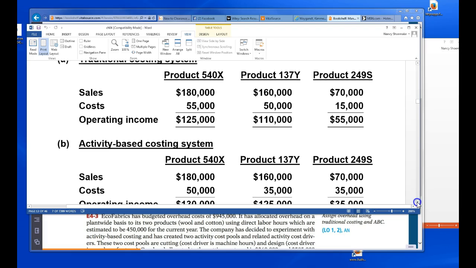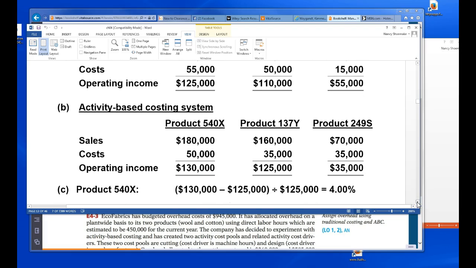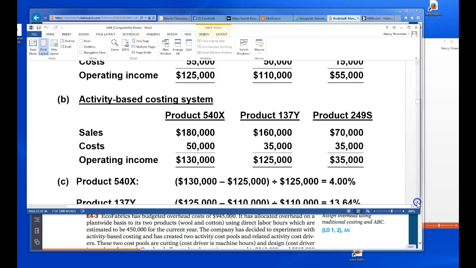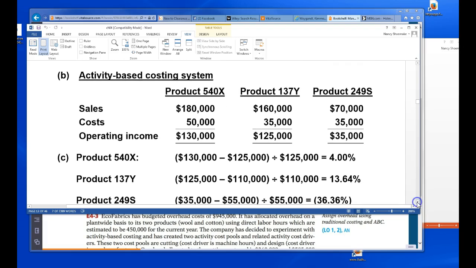Now where the problem arises is when we go and change that system, we have some significant challenges here. Under product 540X, we have an operating income of 130. Product 137Y, using the activity-based system, we have an operating income of 125. But here's where we can have conflict with the product 249S. We have operating income of 35,000.